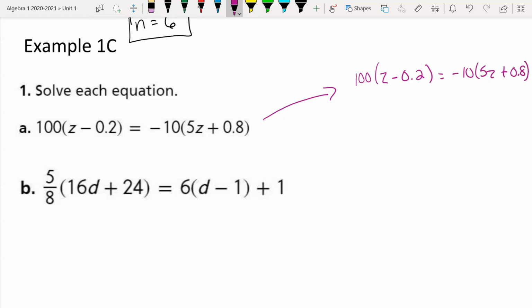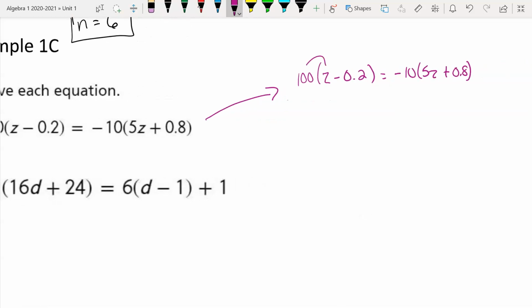So remember, general rule, we like to get rid of parentheses, so I'm going to distribute. This time you have to distribute more than once, which is fine. So I'll distribute on the left-hand side. I get 100z minus, type this into your calculator, 100 times 0.2 minus 20 equals -50z minus 8.